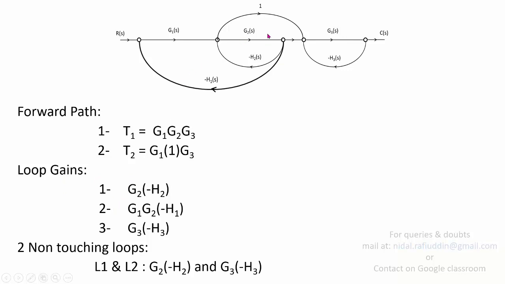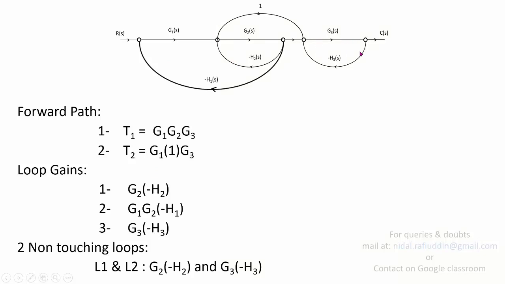That is why I'm going to write loop gains only for 3. So the first loop gain is G2 minus H2. The second loop gain is G1, G2 minus H1. The third loop gain is G3 minus H3. Now from these 3 loops, I'll identify which of them are in a pair of non-touching. So how many 2 non-touching loops are there? G2 minus H2 is non-touching to G3 minus H3. It's clear from the figure.